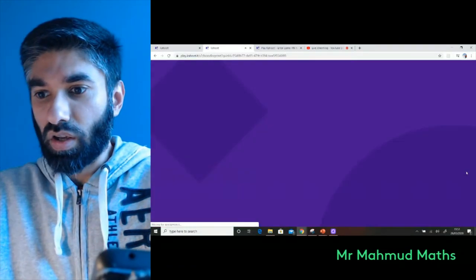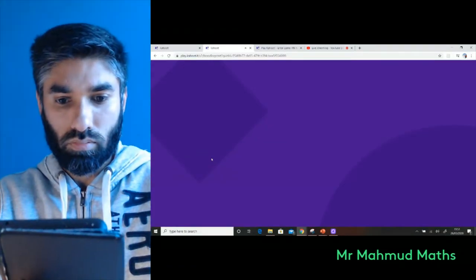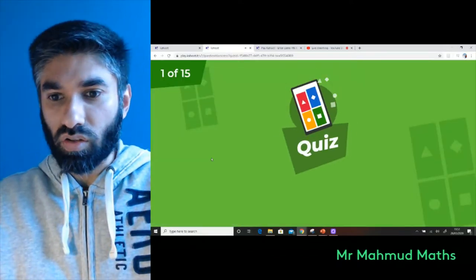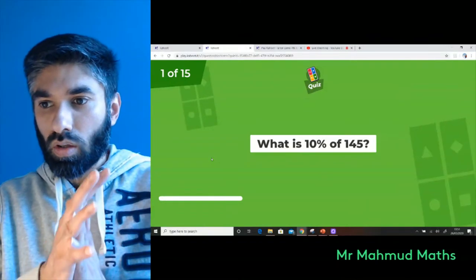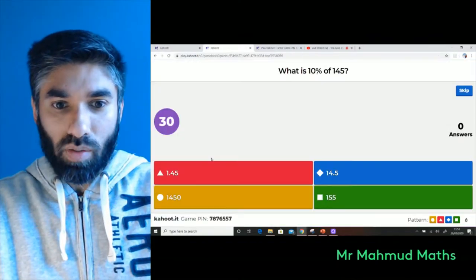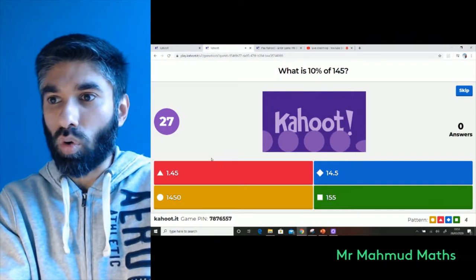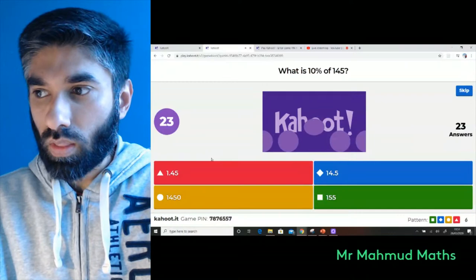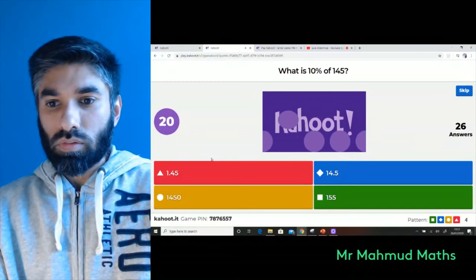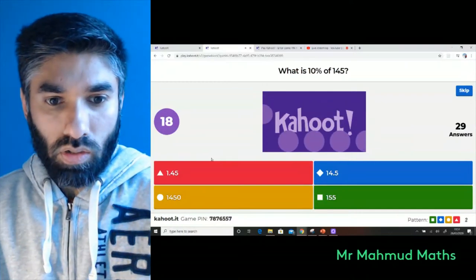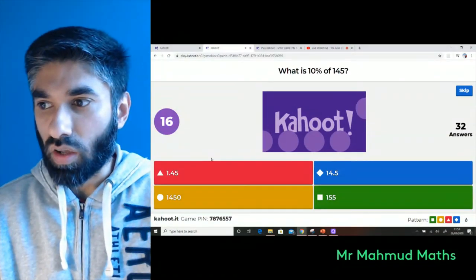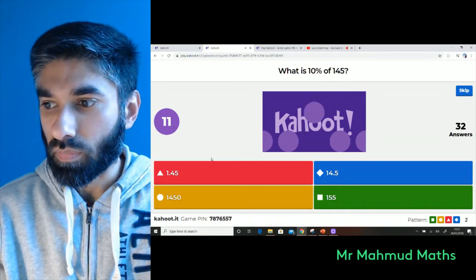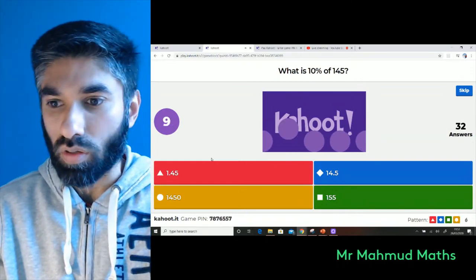Okay, let's get started. You can still join. There's a code underneath. So 10% of 145. You can still join, guys. There is the game pin underneath it, and the pattern is on the right hand side at the bottom.